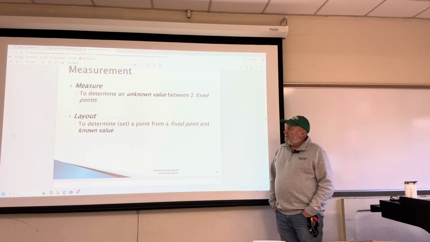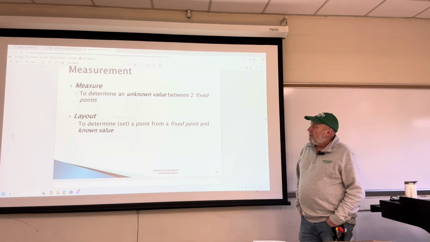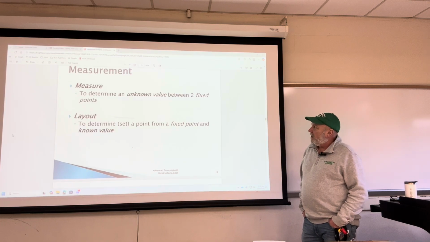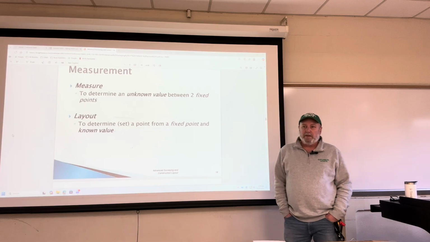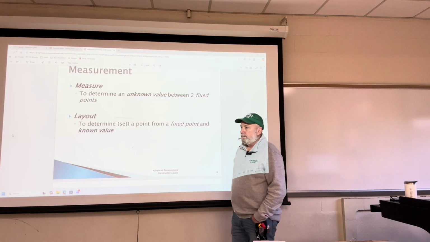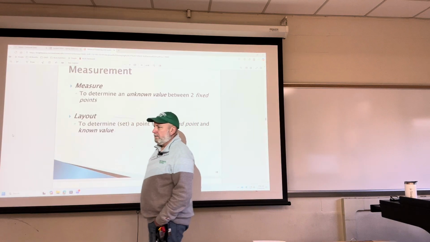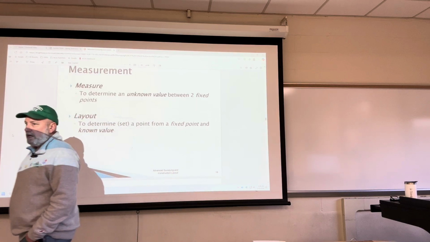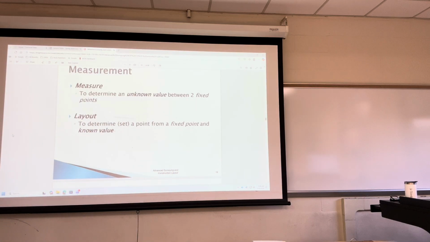So when we talk about measurements, measuring is to determine an unknown value between two fixed points. How long is that property line? Well, we've got to measure that. Layout, which is what we're going to be concerned with, is to determine a set point from a fixed point and known value.